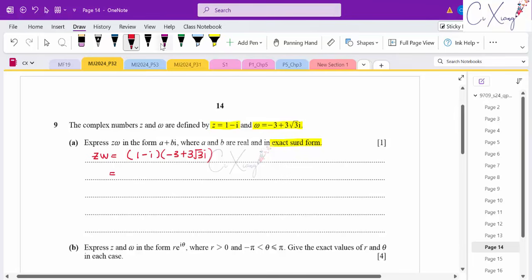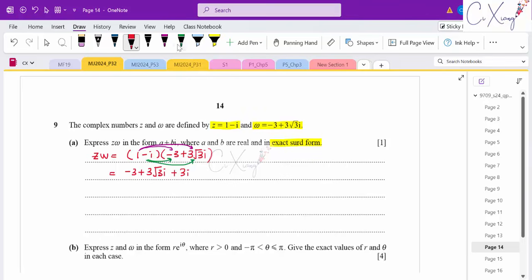Just like how we expand the brackets. First term multiplied with first term, first term multiplied with second term. From here you have -3, then plus 3 square root 3 i. Then second term multiplied with first term, second term multiplied with second term. If you simplify this one, you have a plus 3i, and then -3 square root 3 i squared. Please take note of the i squared here. You should know that it is equal to -1.